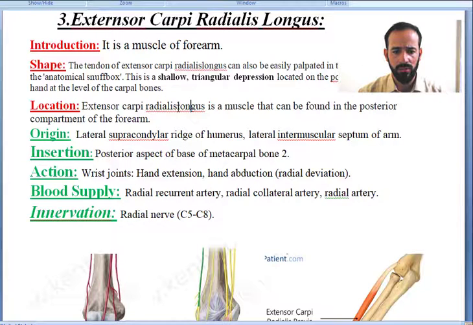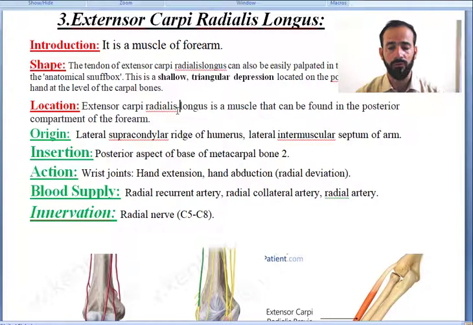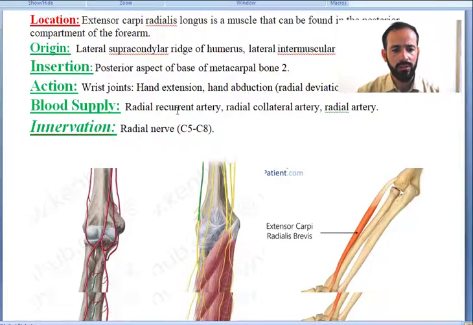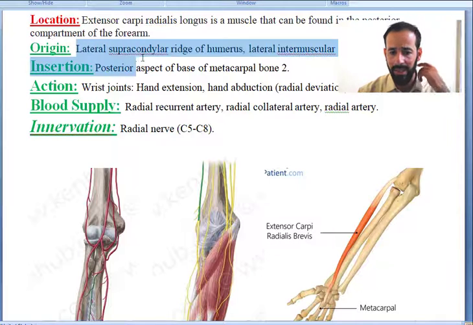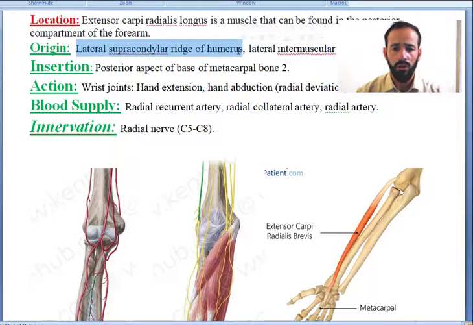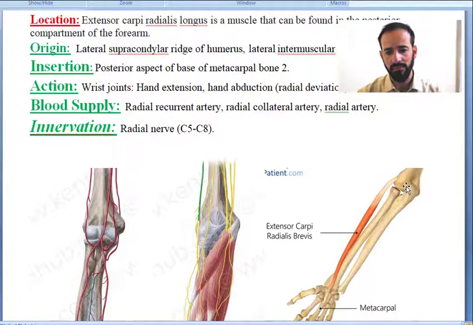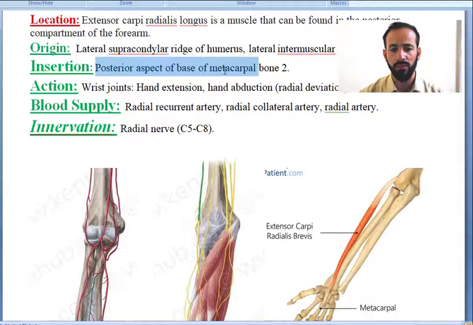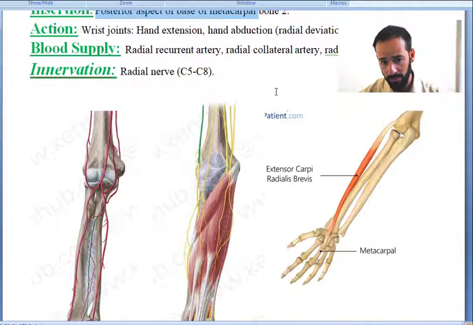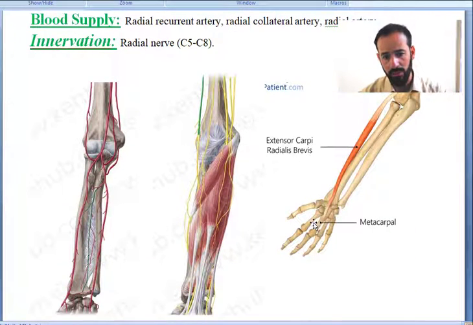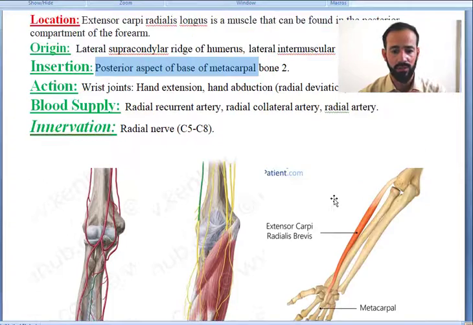Extensor carpi radialis longus muscle is a muscle found in the posterior compartment of your forearm. You know that. Where does it arise? It gets its origin from the lateral supracondylar ridge of the humerus and the lateral intermuscular septum of the arm. Right? It inserts into the posterior aspect of the base of metacarpal bone number 2.